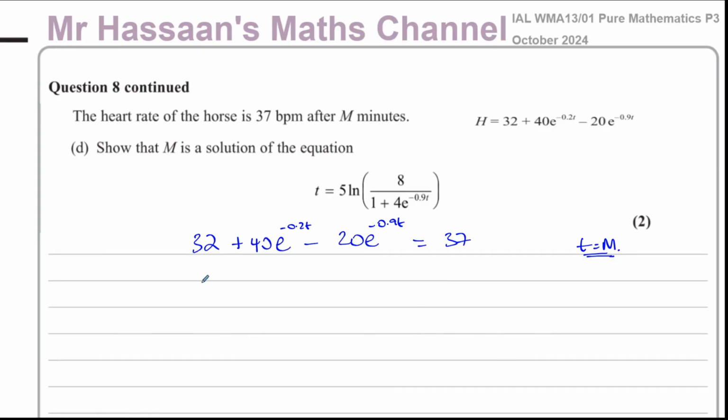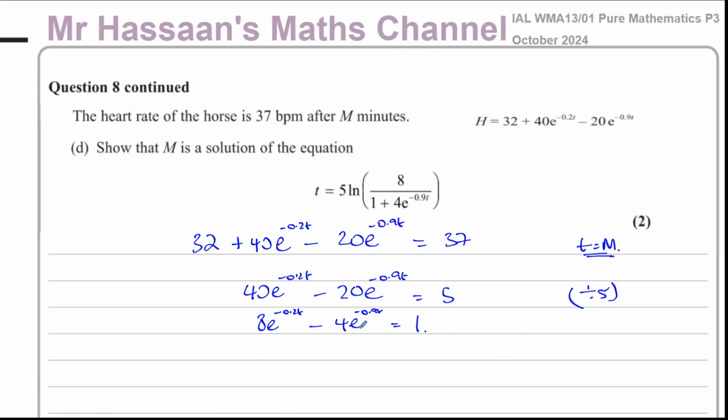Okay, so now I need to solve this. I can subtract 32 from both sides first. So I have 40 e to the power of negative 0.2t minus 20 e to the power of negative 0.9t is equal to 5, that's 37 minus 32. I can see 5 is a common factor of all of these terms, so I can divide everything by 5. I have 8 e to the power of negative 0.2t minus 4 e to the power of negative 0.9t is equal to 1. Now, how can I deal with this?